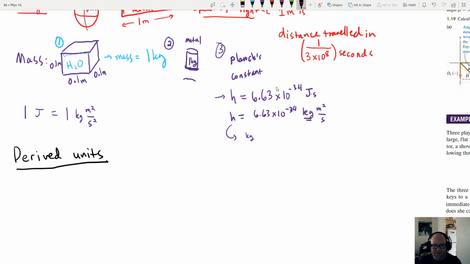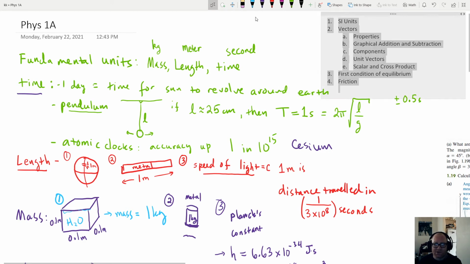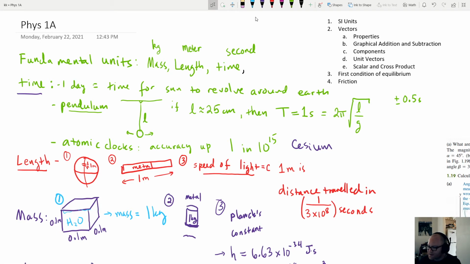So derived units always take on some combination of these three. Now, there are other fundamental units, okay? Maybe I should mention what they are. Let me just write in here what the other fundamental units are. Do some of you want to try to type some of them in chat? What are some of the other things that you think are fundamental units?